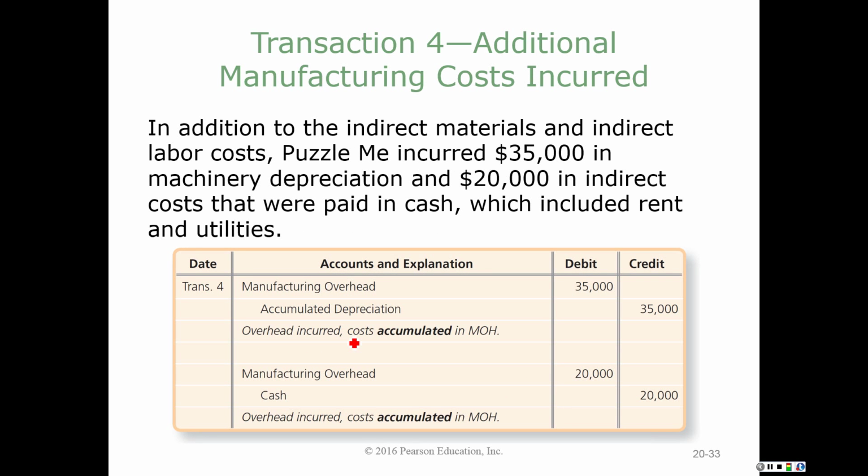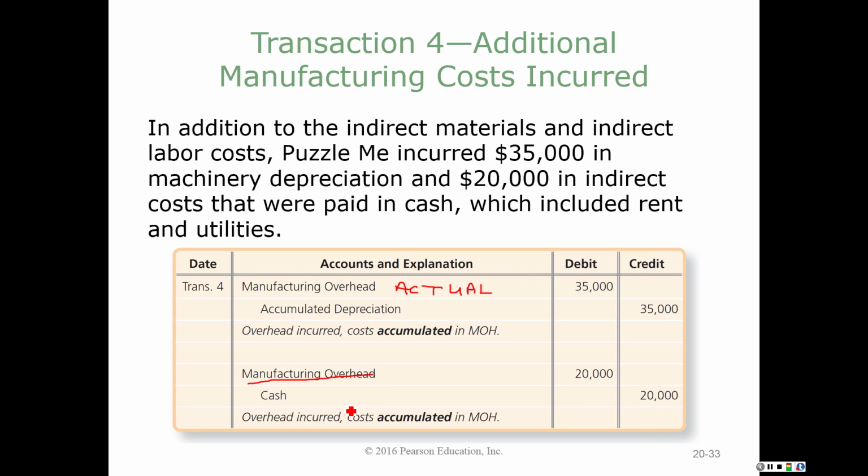Now, the same process happens with overhead in job order costing as it does in process costing. We debit. Remember, we're debiting manufacturing overhead for the actual cost. So anytime you see a debit to manufacturing overhead, this is the amount that we have actually incurred in manufacturing overhead. This is depreciation. No dollars, just a journal entry. But the next one, we see a debit to manufacturing overhead and a payment of cash for some utilities and rent. Actual cost going into manufacturing overhead.